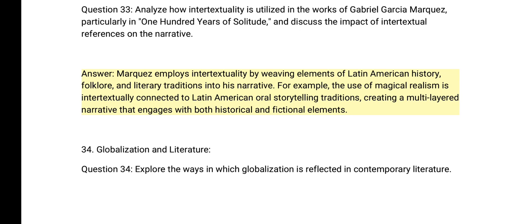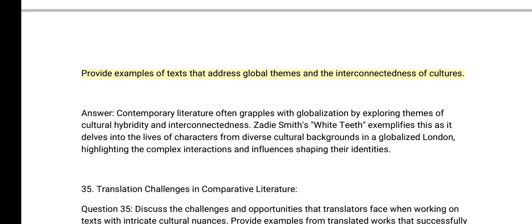34. Globalization and literature. Question 34. Explore the ways in which globalization is reflected in contemporary literature. Provide examples of texts that address global themes and the interconnectedness of cultures.